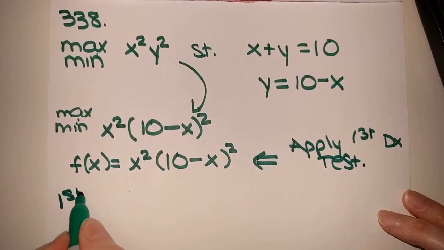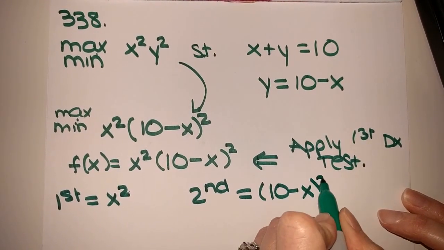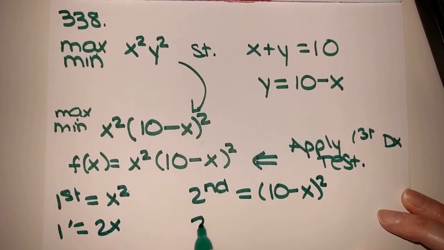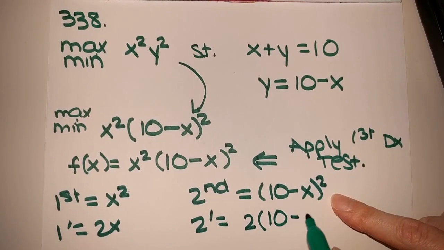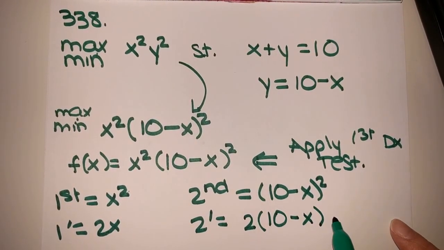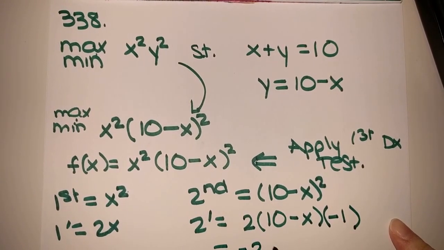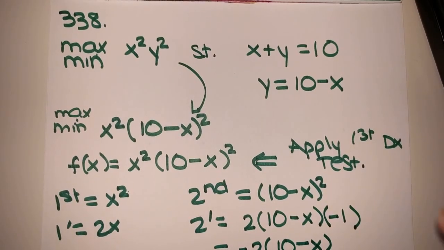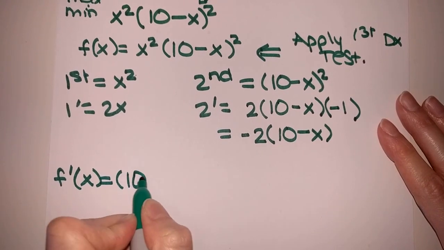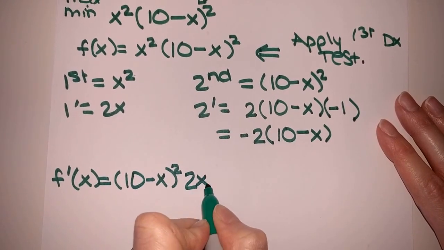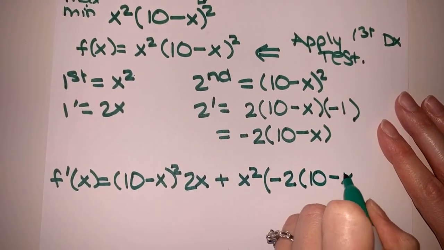So we are going to go into our product rule. Our first function is x squared. Our second function is 10 minus x quantity squared. The first function's derivative is 2x. For the second function's derivative, we'll use the general power rule here. So we have 2 times 10 minus x to the first power, and then multiply by the derivative of the inside, so we get negative 1. That gives us negative 2 times 10 minus x. So plugging into the product rule, we will have 10 minus x quantity squared times 2x plus x squared times negative 2 times 10 minus x.